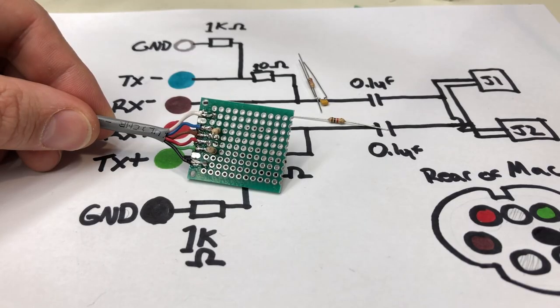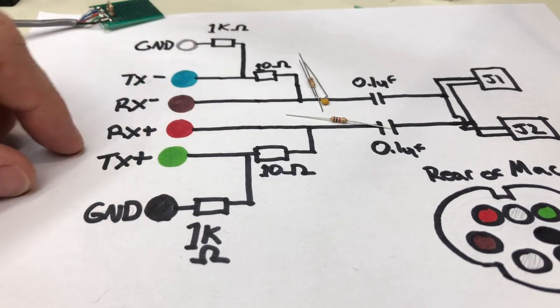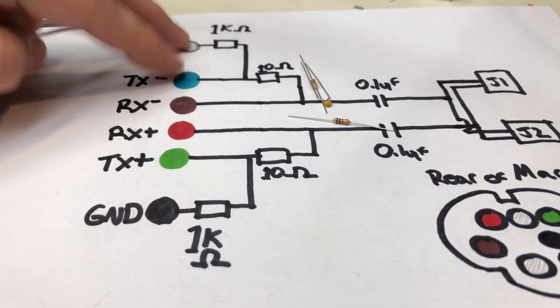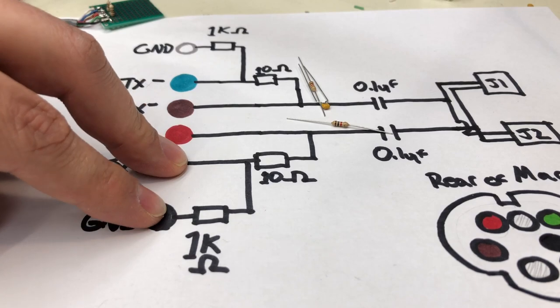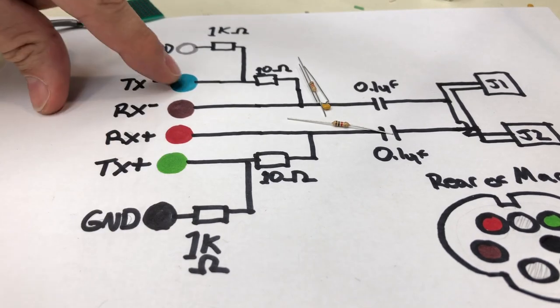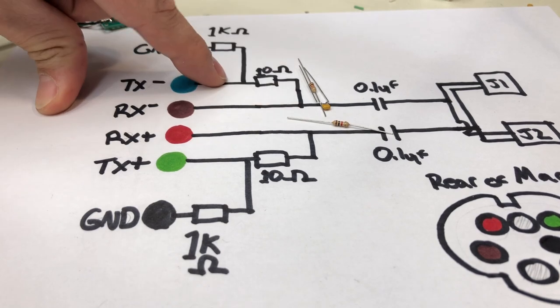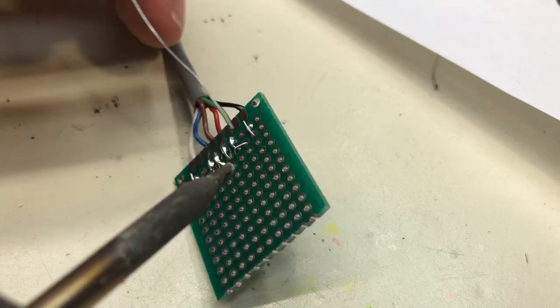All right, so now that that's done, we connect the 1K resistors. Those go directly between the outside pins. So these two pins connect together and these two pins connect together. But you got to make sure you put it on the inside side of this other resistor, not the outside side. So let's go ahead and do that now.